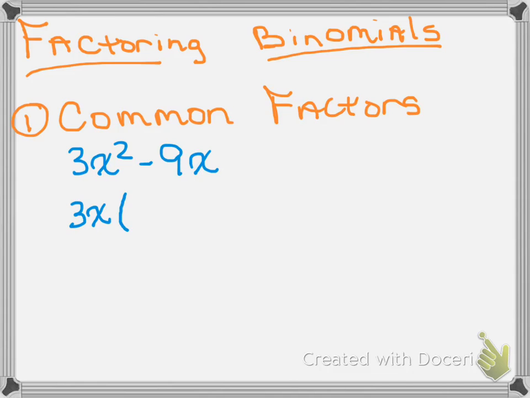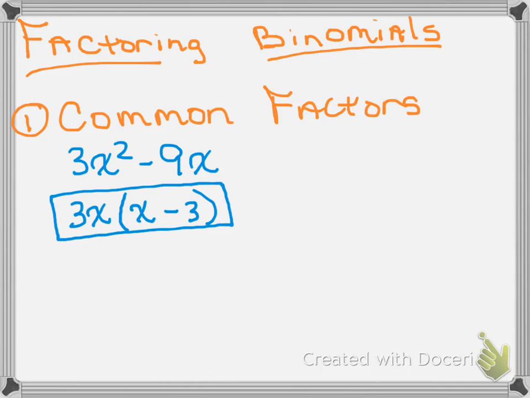Write the remainder inside your parentheses. You would have x minus 3. Remember, when you factor, to check your factoring, multiply it back together and make sure that you end up with what you started with. If you multiply the 3x times the x, you would get the 3x squared, and 3x times the negative 3, you would end up with the negative 9x. So 3x squared minus 9x factors into 3x times x minus 3.